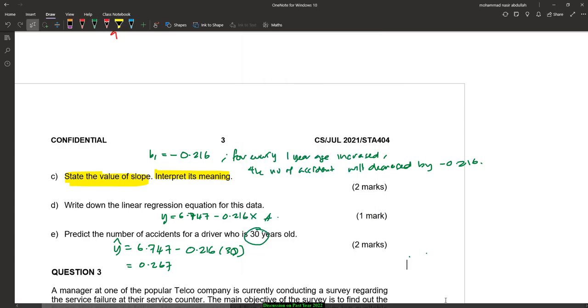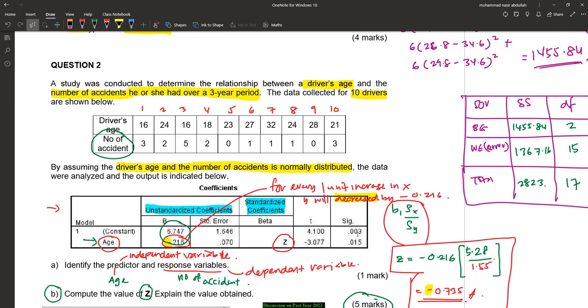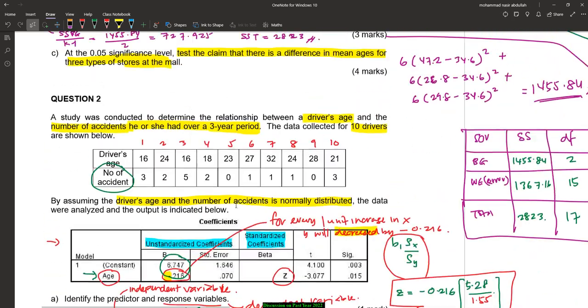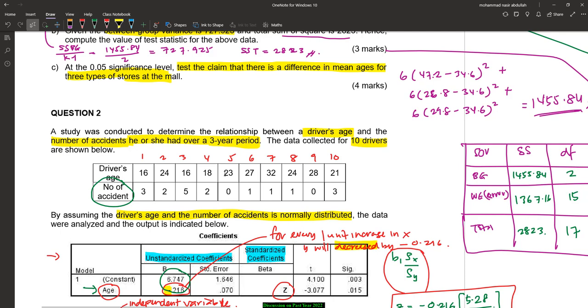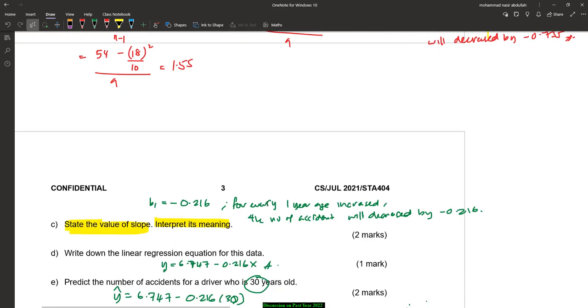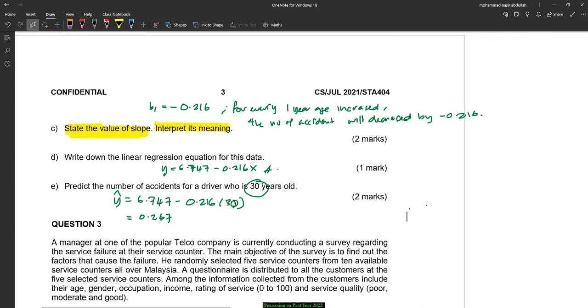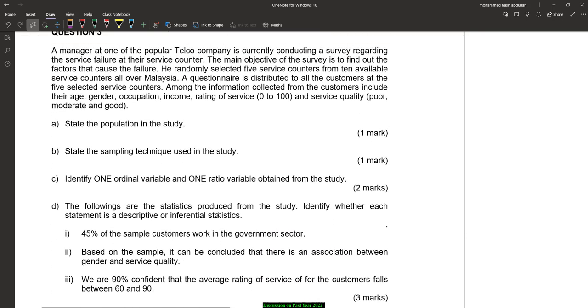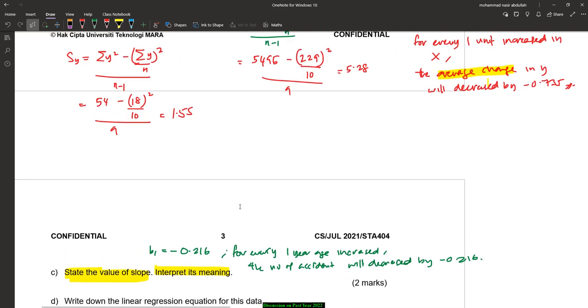Seems not logical, right? But that's the answer. It means zero. When the age is 30, the predicted number of accidents is zero. So 0.27 means equal to zero. So this is how you answer the question. Question number 2. Okay, now let's see, are there any questions for question number 2? Very simple, right?